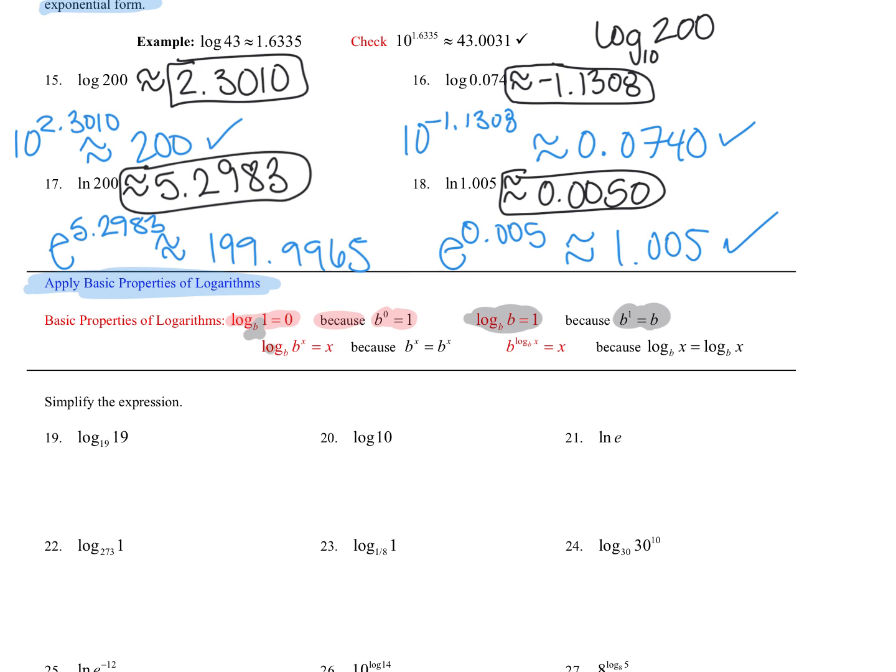Okay, the log of b to the x power base b is equal to x because b to the x equals b to the x. And last, b raised to the log of x base b equals x because the log of x base b equals the log of x base b. So these are very basic properties.